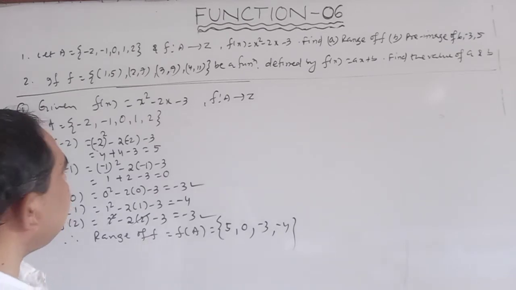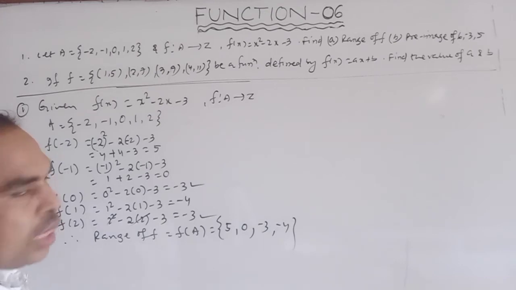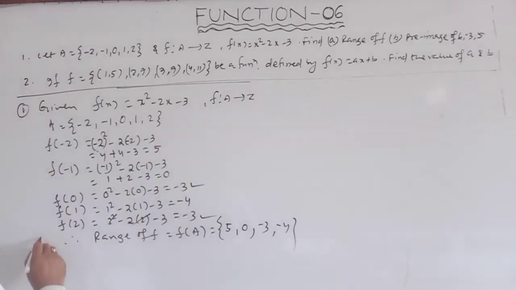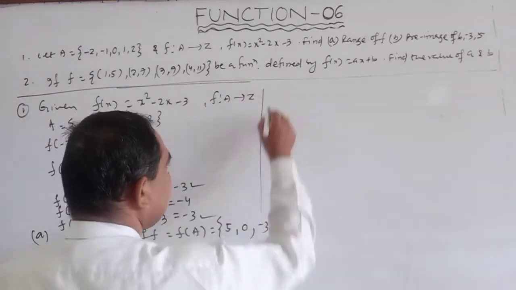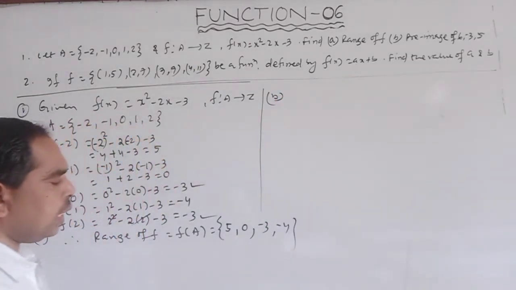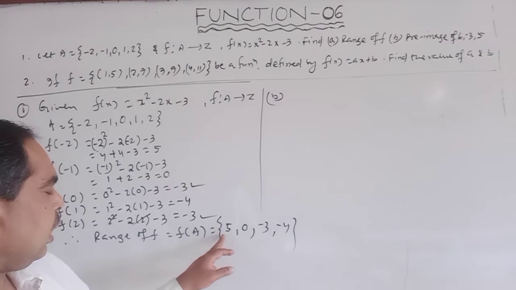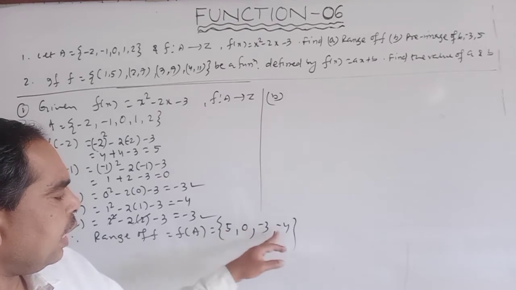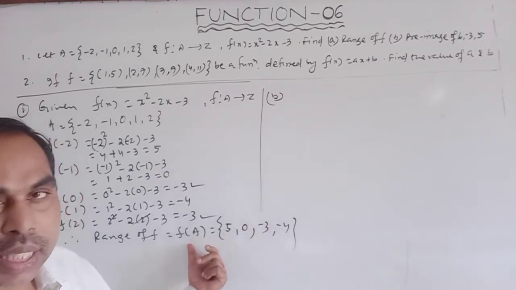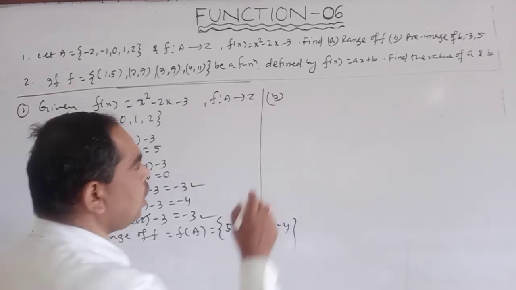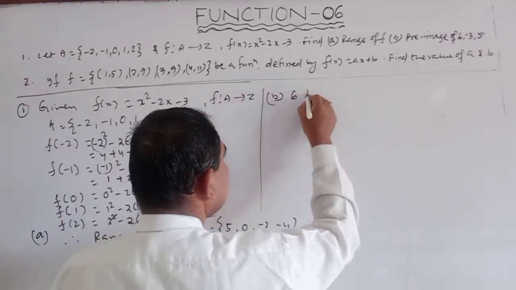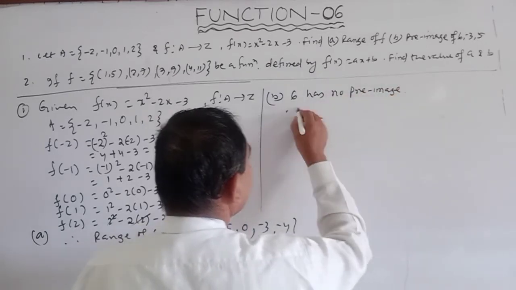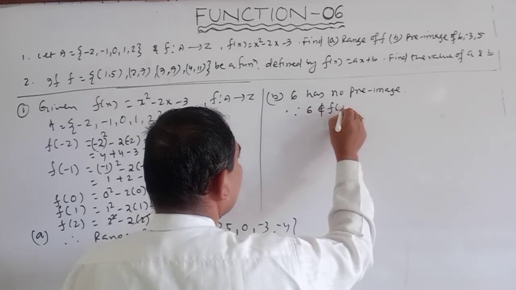Next, the pre-image of 6. In the range set there is no element 6, which means 6 is not there in the range set, therefore 6 has no pre-image, because 6 does not belong to f of A.